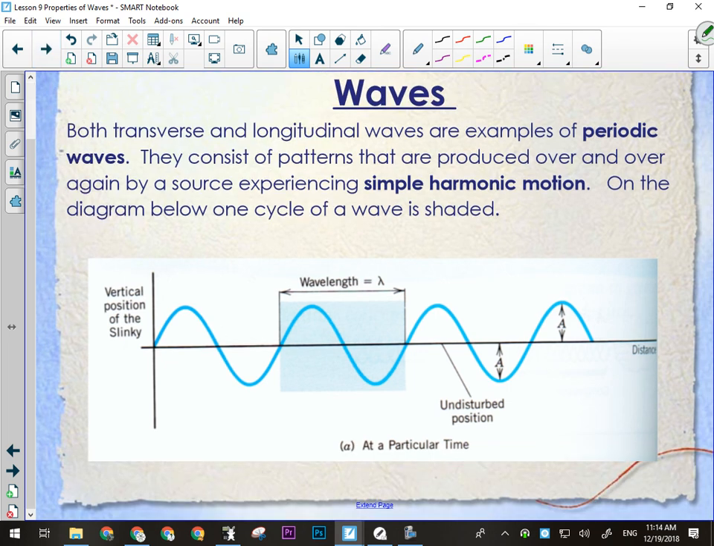We have, again, that wavelength that we were talking about before, so that's the length of one cycle. What do we call the time it takes for this cycle to go by? Period. How many cycles go by every second would be? Frequency. So those are things we have to remember. And then obviously amplitude is the maximum distance that the medium moves from its undisturbed level.